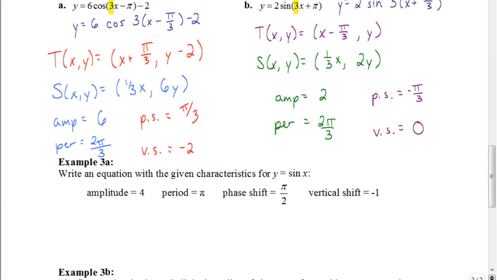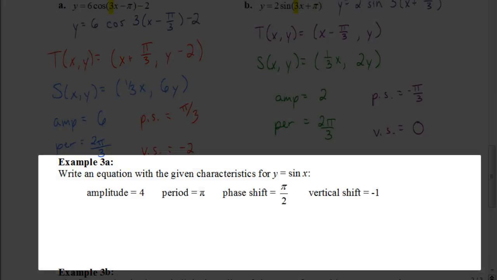where they're going to give us the amplitude, the period, the phase shift, and the vertical shift. We're not going to bother with the story problems right now. If you have my notes, we'll just end with this example.